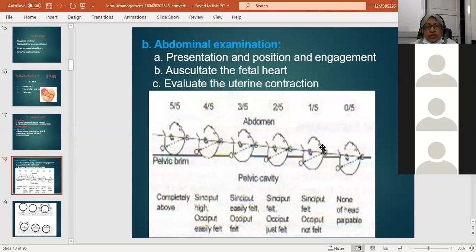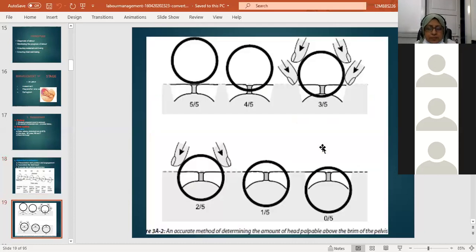If you do not have the CTG machine, then you can use a sonicaid or the Pinard stethoscope. You can listen with the stethoscope, the Pinard stethoscope, or the sonicaid. Normal fetal heart sounds are 110 to 150 beats per minute. If more than 150, we call it tachycardia. If less than 110, we call it bradycardia. And regularity and rhythm are also important.